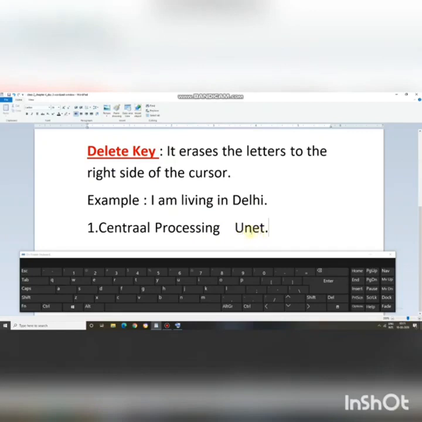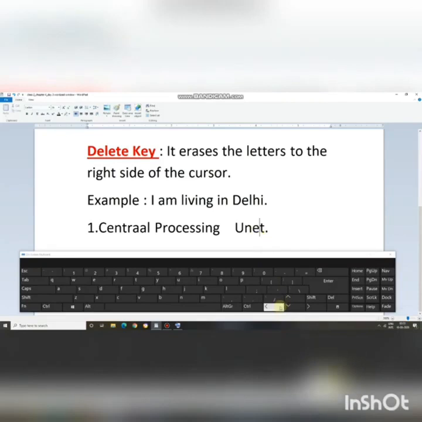And what is the spelling of the unit? Unit, UNIT. It should not be UNET. It is wrong spelling. What is the correct spelling? UNIT. Right? So where is the cursor facing? Yes. So let me come to the left arrow. Now can you see this?